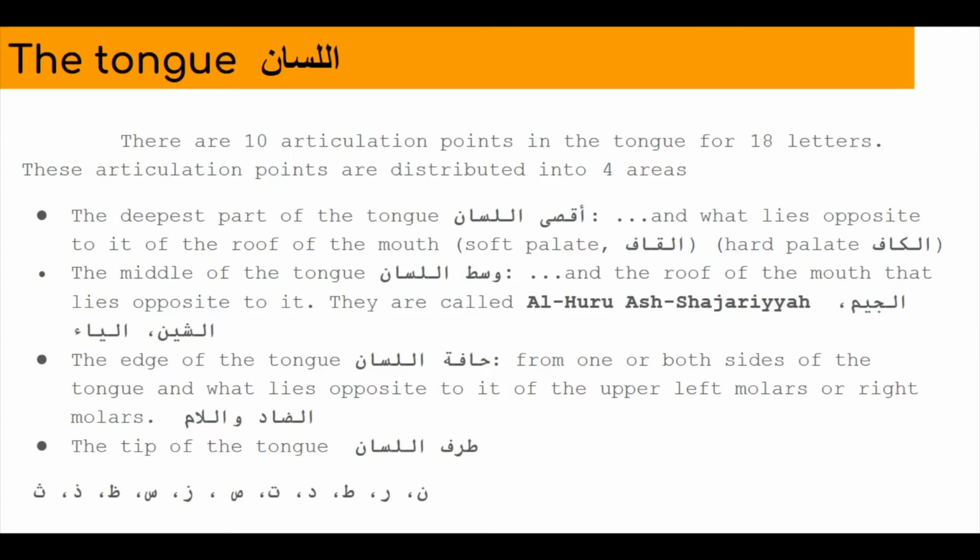It is being pronounced from the edge, one or both of the two edges of the tongue, resting against the upper premolars or molars, to form the articulation point of dad. That's where we have dad.